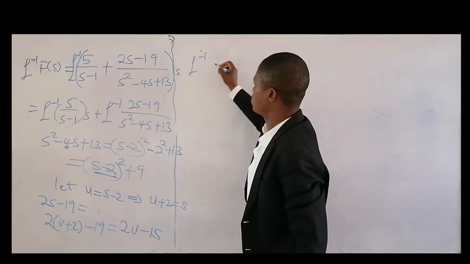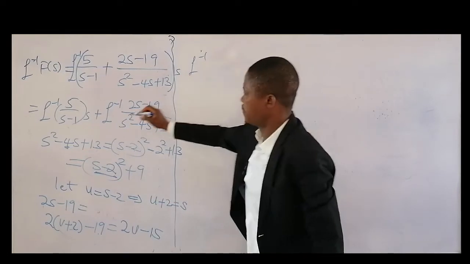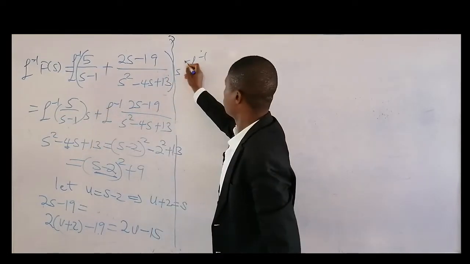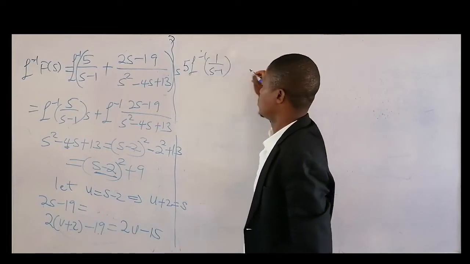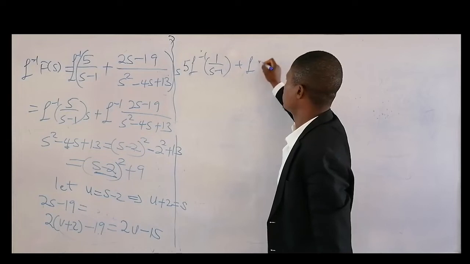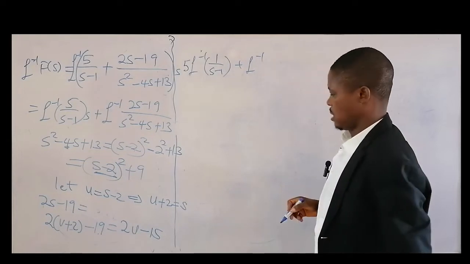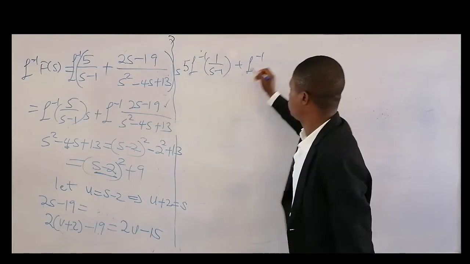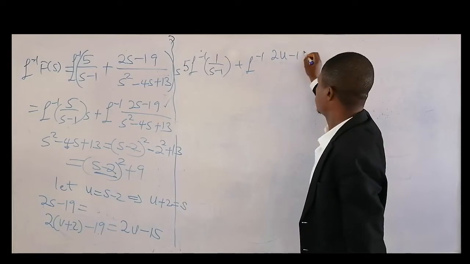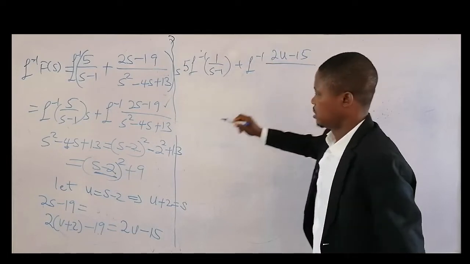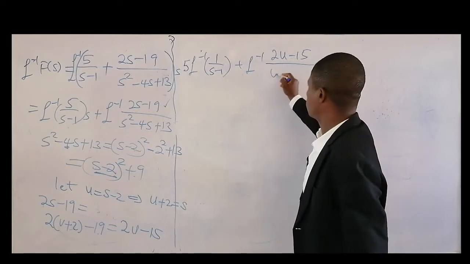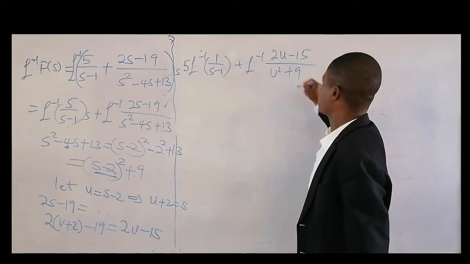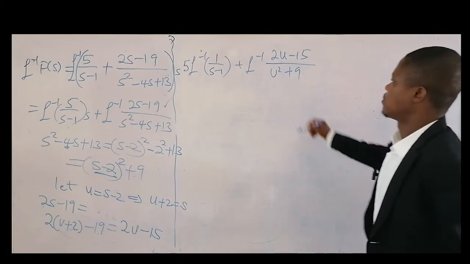Okay, inverse Laplace of the 5 here can come outside. So that'll be 5 here, then 1 over x minus 1. Then plus inverse Laplace, with this the numerator will be 2u minus 15 all over the perfect square, which is this, and that will be u squared plus 9.